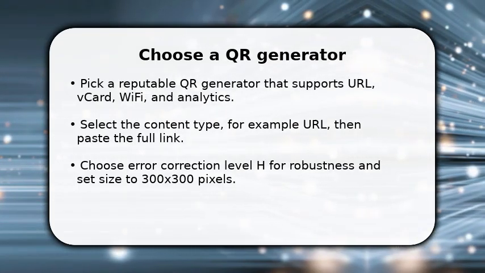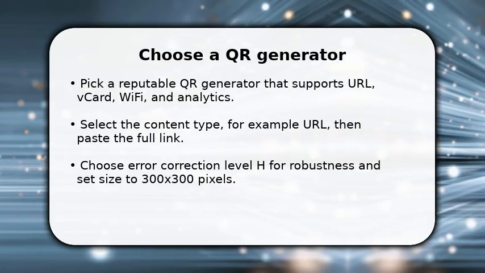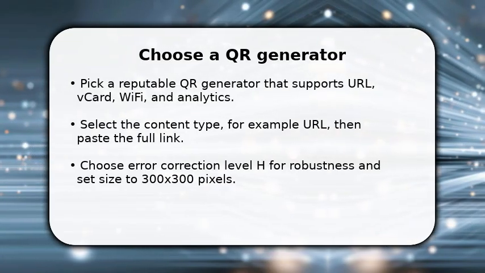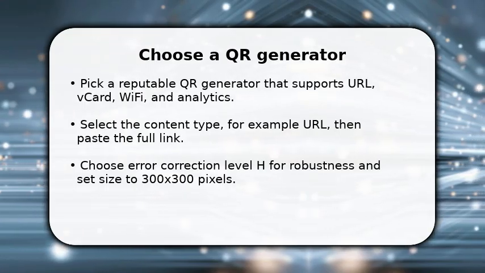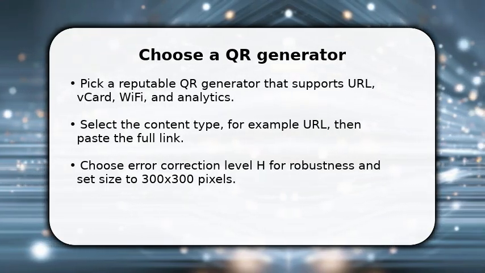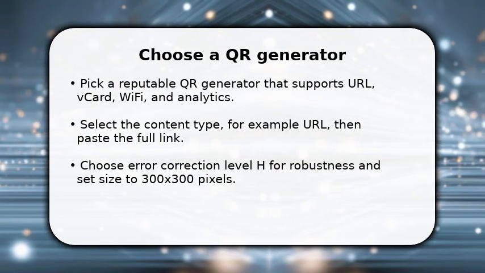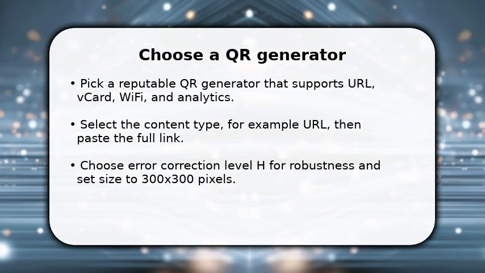Set the error correction level to H for maximum robustness against damage or obscuring. Specify the output image size as 300 x 300 pixels to ensure scanning reliability across devices.